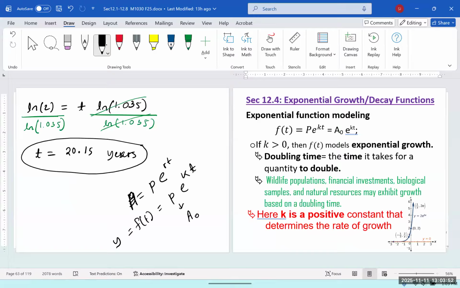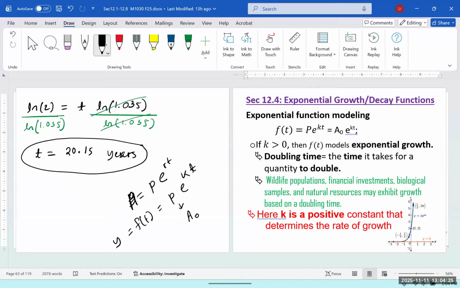Now, one application of the exponential growth function is doubling time. Like the last example we did, how long it takes to double something. In real life, we use this function for wildlife population, like how a population is growing, financial investment, biological samples, natural resources may exhibit growth based on a doubling time. These are the real life applications where we actually use this formula.